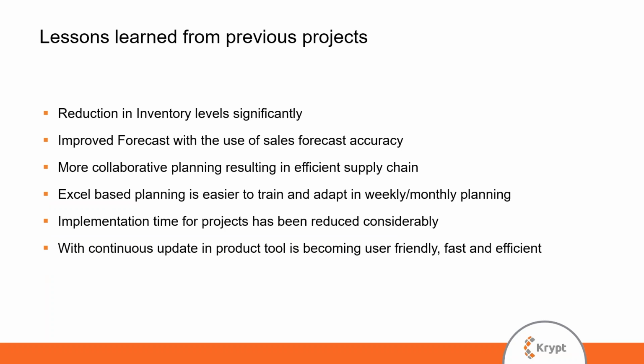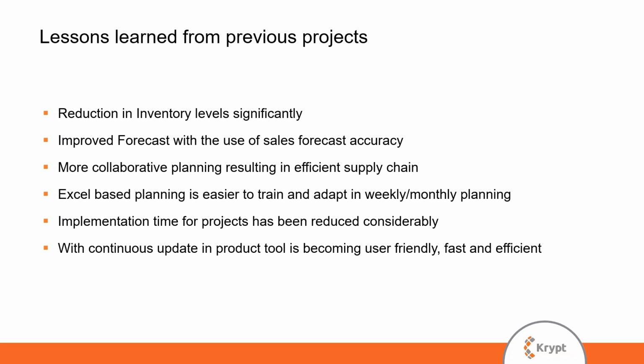So here are some of the key lessons learned from our previous project. Reduction in inventory levels significantly. Yes, we have seen this, and there are reports from the client that they have seen a considerable reduction in the inventory levels. Improved forecast and more collaborative planning. Now there is no more siloed planning. They are more collaborative with the use of JAM and the sharing of information within the users, groups and stakeholders.